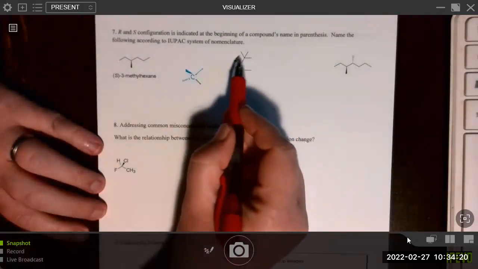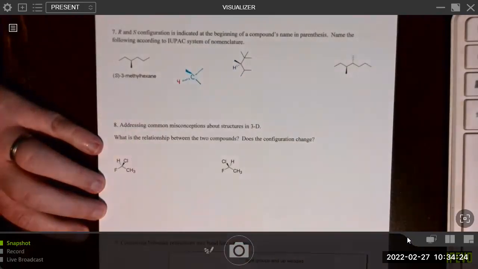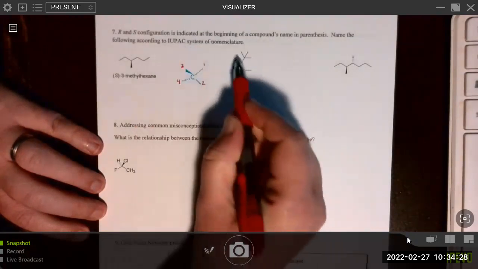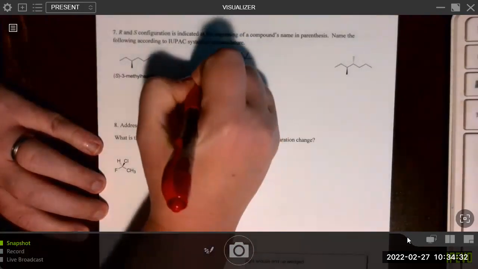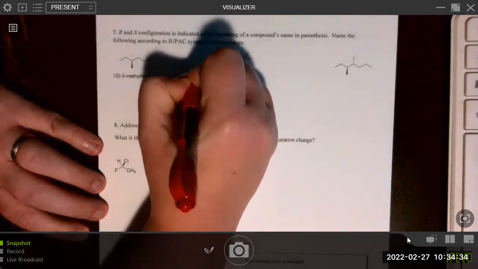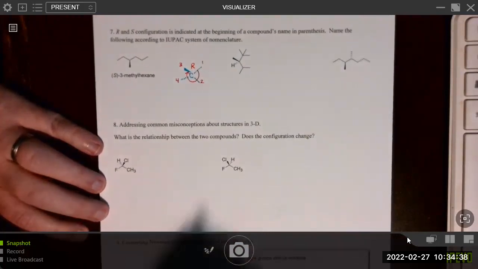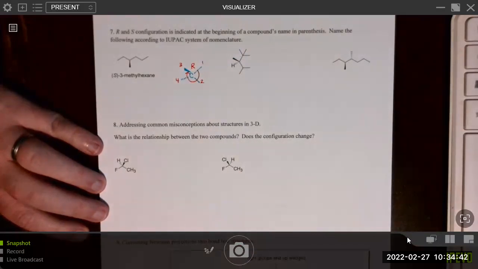So we have carbon, carbon, carbon, hydrogen. So this is definitely priority 4. And then this will be priority 1, 2, and 3, based on what I'm seeing over here. So we have 1 to 2 to 3, which is a clockwise and R configuration. So when we put the name together, we'll put R in parentheses first. So let's go ahead and work on the name.